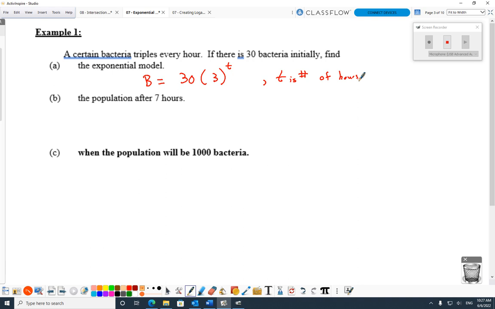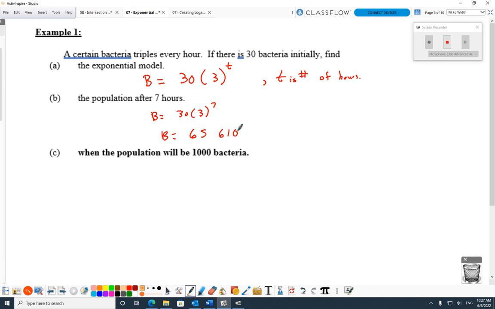And then what would you do in grade 11? Then they tell you find the population after 7 hours. So you'd go B equals 30 times 3 to the power of 7, and you'd hammer that into your calculator, and you'd get the answer. Get mine out. 30 times 3 to the exponent 7. 65,610. End of grade 11. That's what you did in grade 11.